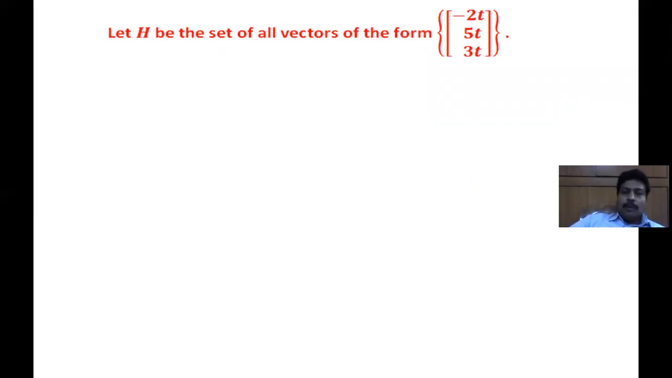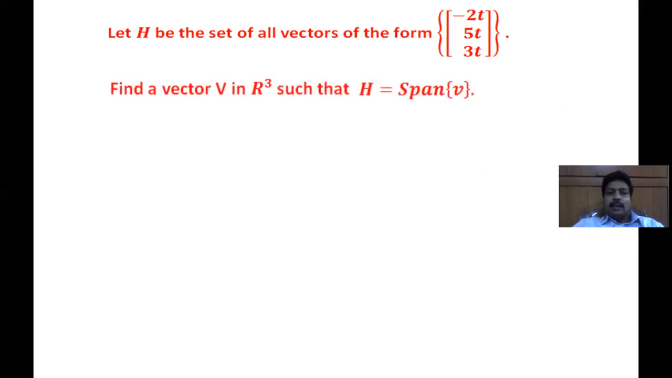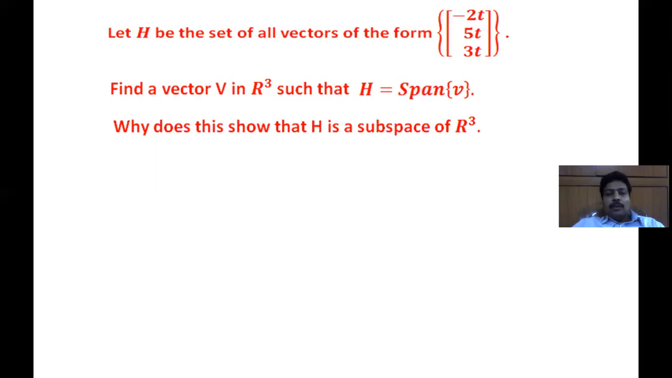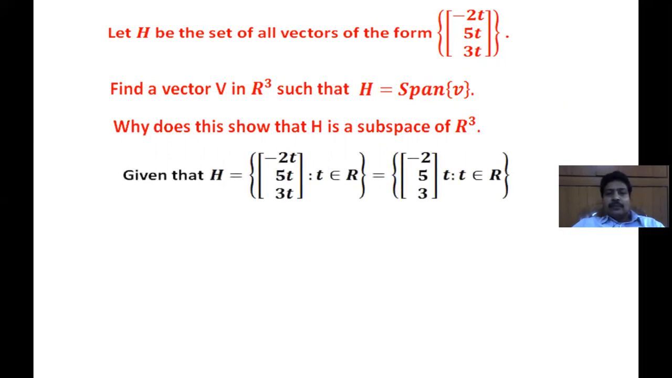Let us move on to one more problem. Let H be the set of all vectors of the form of a matrix minus 2t, 5t, 3t. Find a vector v in R3 such that H is equal to span of v. So we need to find a spanning vector for this set. And we have to show that H is a subspace of R3. It is the given hypothesis, of course.